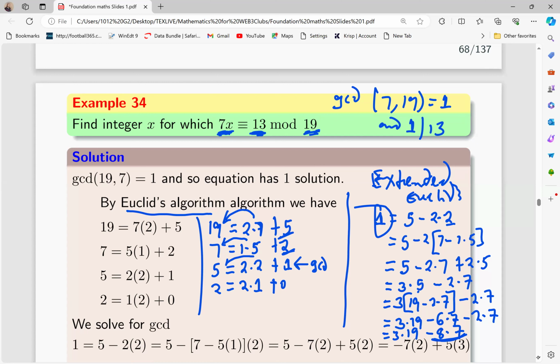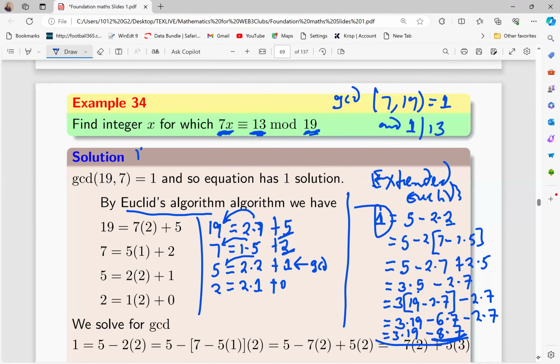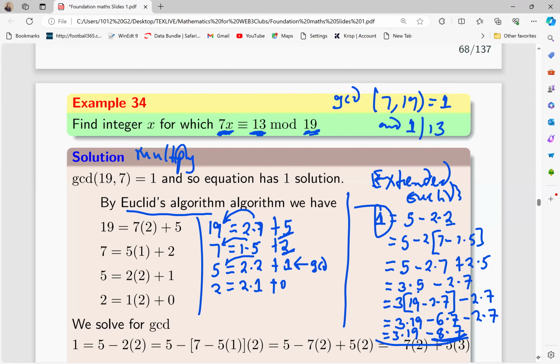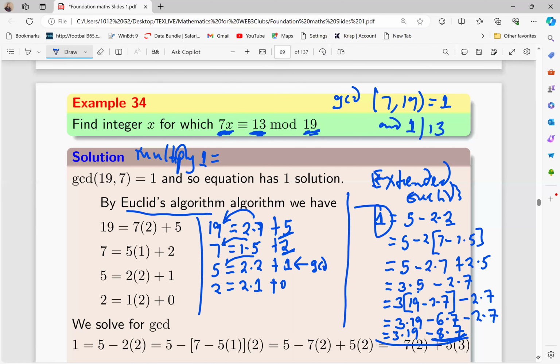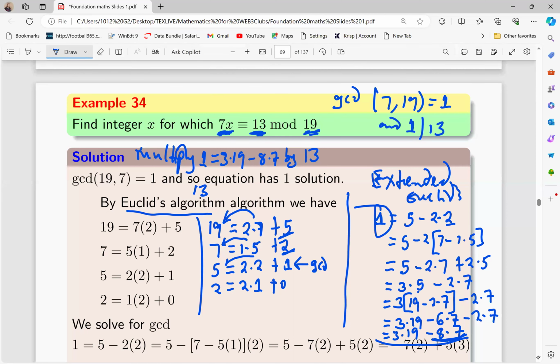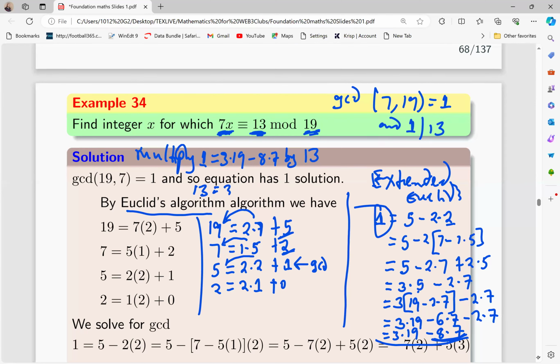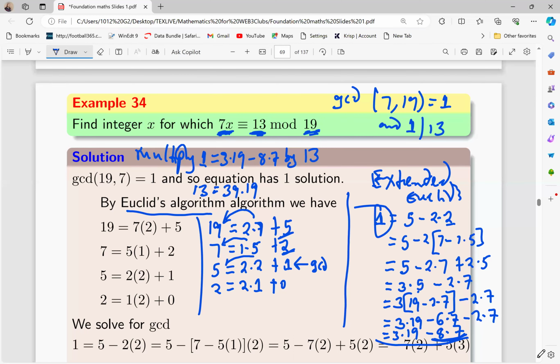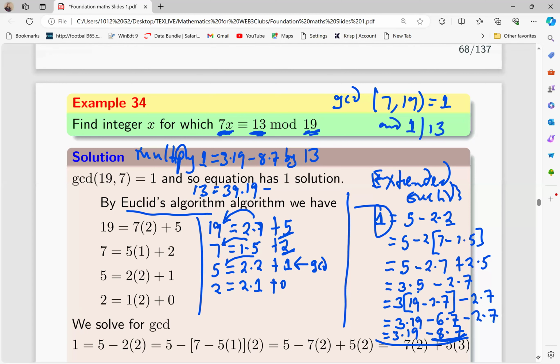But what we want is a number which, when multiplied by 7, gives us 13. So that means we have to multiply this equation, 1 equals 3 times 19 minus 8 times 7, by 13. Multiply that equation by 13. So when you do this, you then get 13 is equal to 39 multiplied by 19 minus, what is 13 times 8? Use a calculator even.